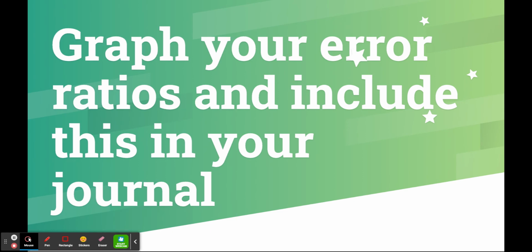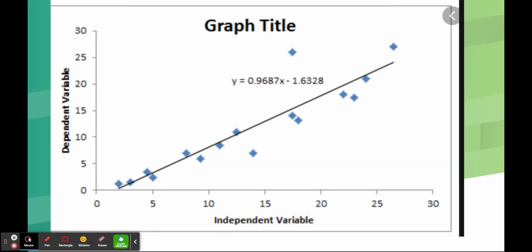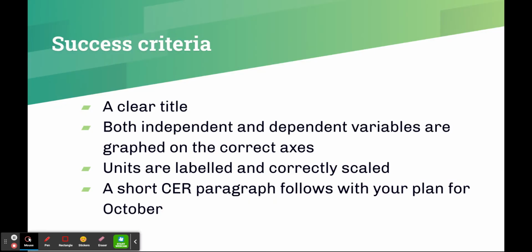So then you're going to graph your error ratios. You can do it by hand on paper, or you can use Sheets and do it digitally. If you do it on paper, you'll snap a photo and put that in your journal. Digitally, insert a screenshot. So this is a scatter plot. I know it's not exactly that, and your graph doesn't have to look the same, but I like that it shows the independent variable along the horizontal x-axis and the dependent variable along the vertical y-axis.